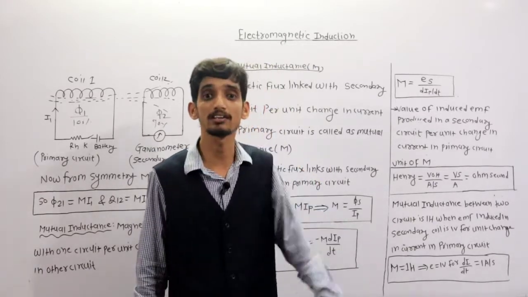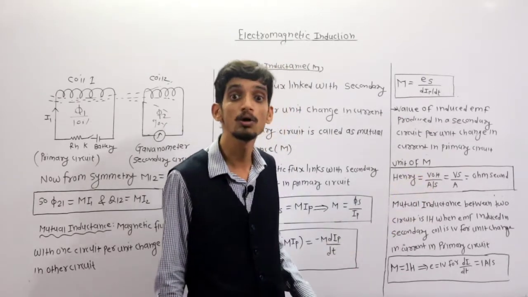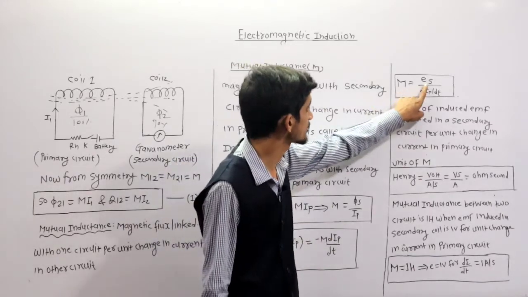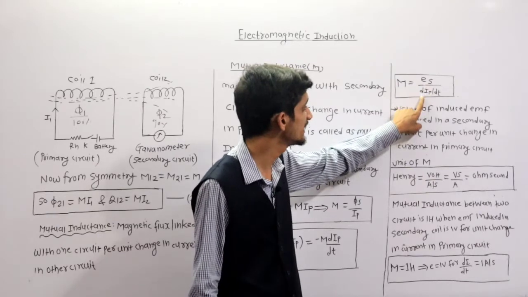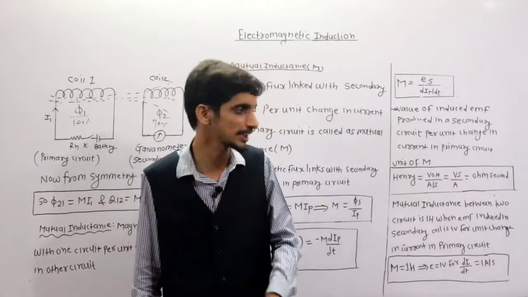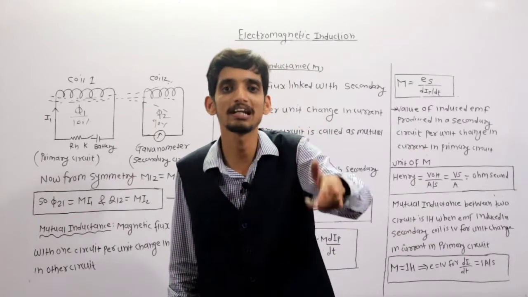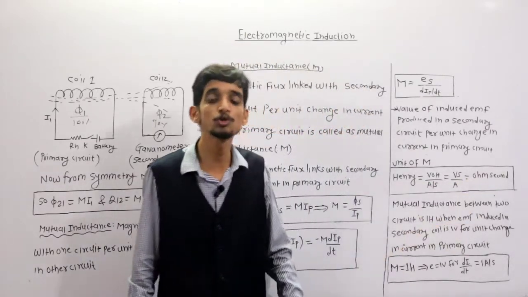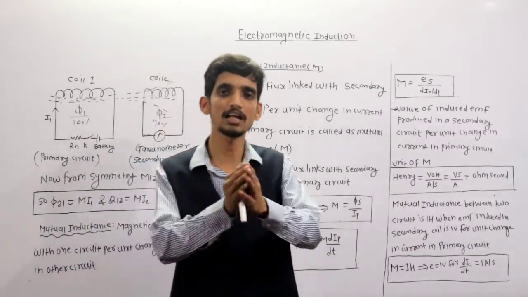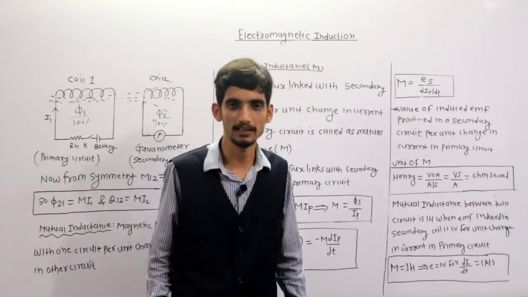Now, the unit of mutual inductance. Actually Henry is the standard unit, but it can be volt per ampere per second. How? Listen here. EMF induced is volt, upon dI by dt. The unit of dI is ampere, and dt is second. So it is volt upon ampere per second, which is volt second upon ampere. But volt upon ampere is ohm, resistance. That's why it is ohm second. So the unit of mutual inductance can be written as ohm second, or Henry, or volt upon ampere per second.